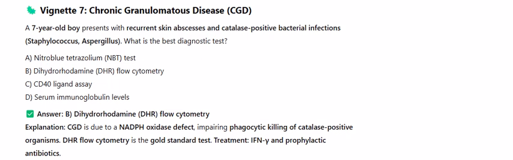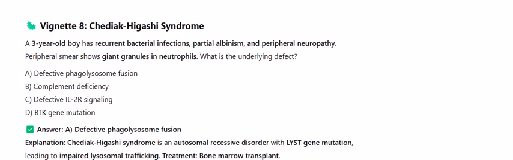A 3-year-old boy has recurrent bacterial infections, partial albinism, and peripheral neuropathy. Peripheral smear shows giant granules in neutrophils. What is the underlying defect? A. Defective phagolysosome fusion. B. Complement deficiency. C. Defective IL-2R signaling. D. BTK gene mutation. Answer: A.